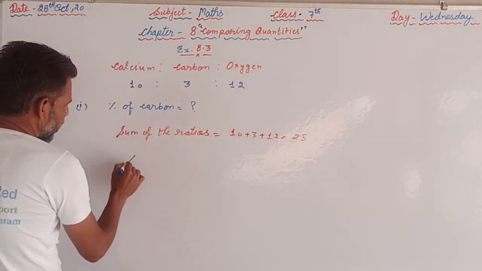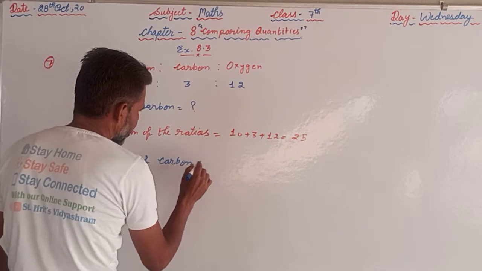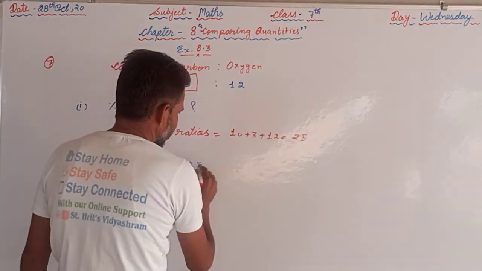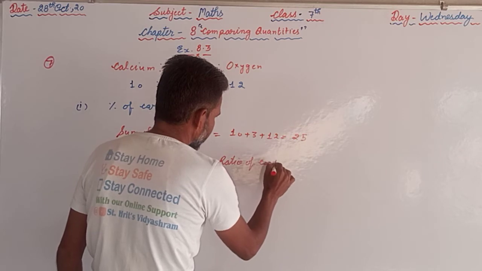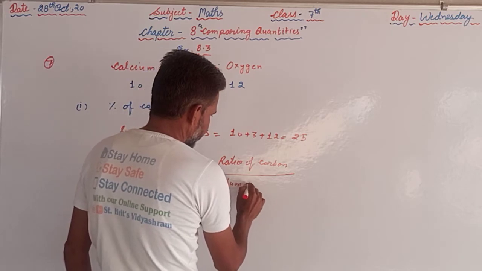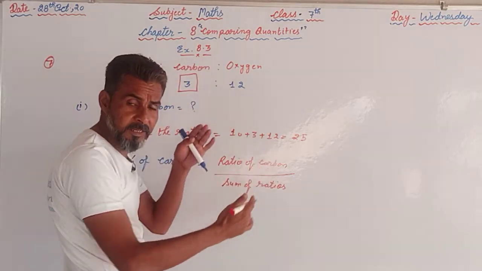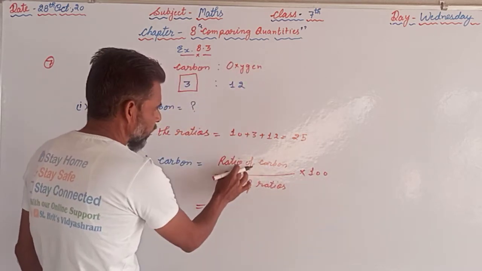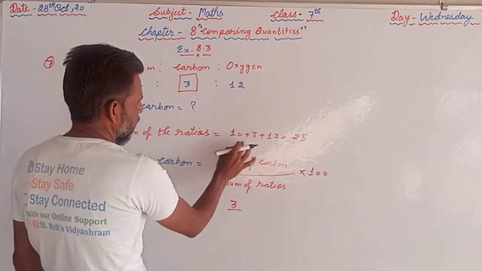Now we are supposed to find the percentage of carbon. The ratio of the carbon is 3. So ratio of carbon upon the sum of ratios, and as we are supposed to calculate the percentage, we are supposed to multiply by 100. So ratio of the carbon, that is 3, upon sum of the ratios, that is 25, into 100.